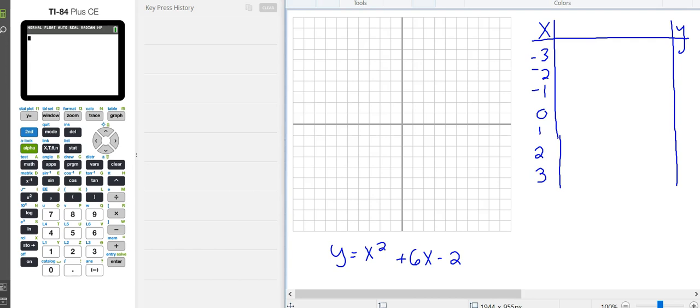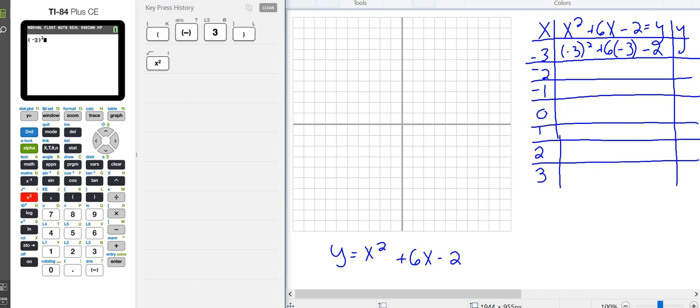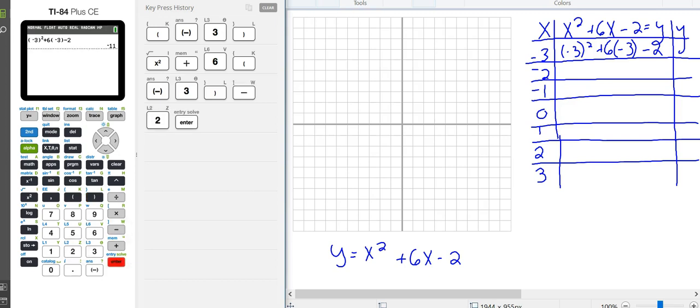So our equation is x² + 6x - 2 = y. What we're going to do is plug in each of these x values into the equation and see what we get for y. First x value is -3, so (-3)² + 6 times -3 - 2. The easiest way to solve this is to just punch the whole string of numbers into the calculator. Then enter, that's -11.